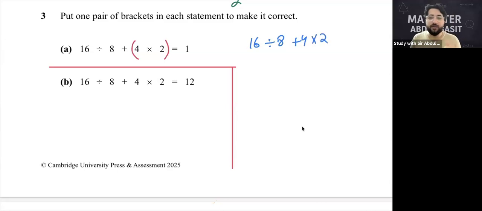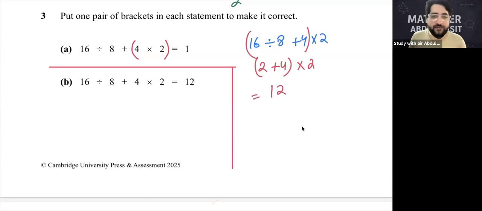Now let's apply the bracket on the first three. Let's check that. 16 divided by 8 is 2, and 2 plus 4 is 6, and 6 into 2 is 12. 6 into 2 is 12. Am I right, everybody, or not? Yes or no? Am I right?